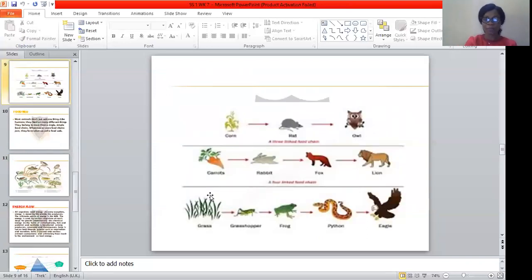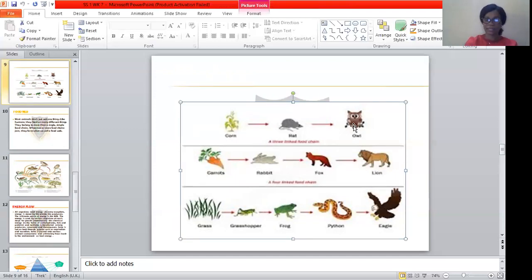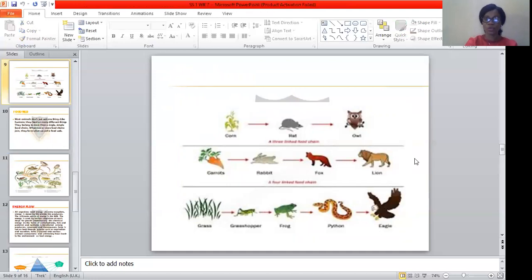This is also another example of what a food chain looks like, from grass to grasshopper to frog, python, and finally to the eagle. You can see another one. The carrot is eaten by the rabbit, the fox eats the rabbit, and finally the lion consumes the fox. And this is also another example, corn which is eaten by rats, and the rat is eaten by an owl. This is what a food chain looks like.